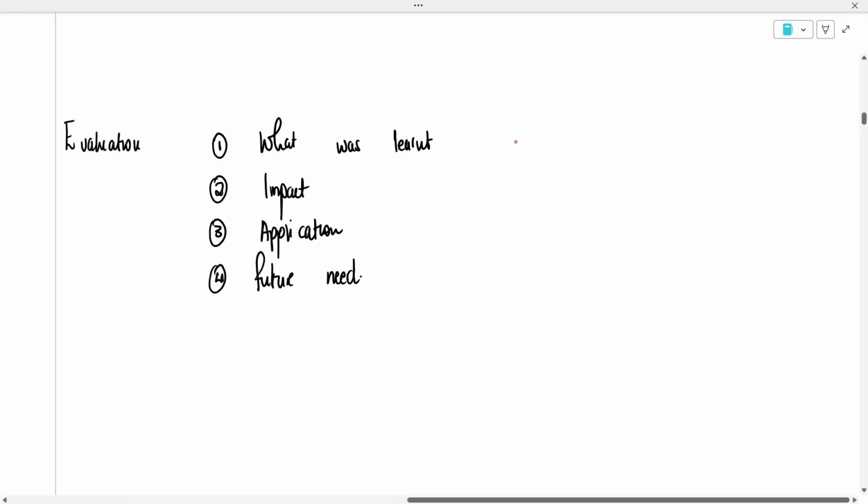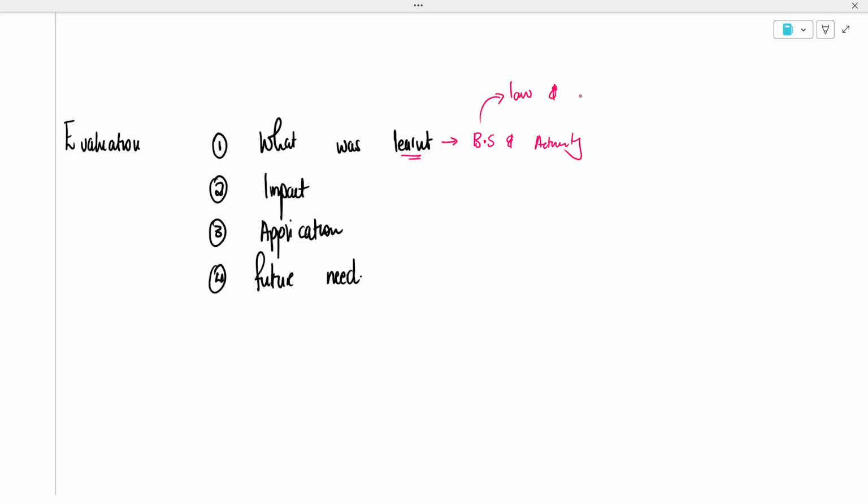So, evaluation. This is the checklist. You're supposed to state what was learned. This is in relation to the behavioral statement. It can also be in relation to the activity, but remember to link it to the law and to ethics, not just what you learned for dispensing alone. The impact is what you are now able to do, your confidence in dispensing, your confidence in applying alone. Here, we need to see an actual example.